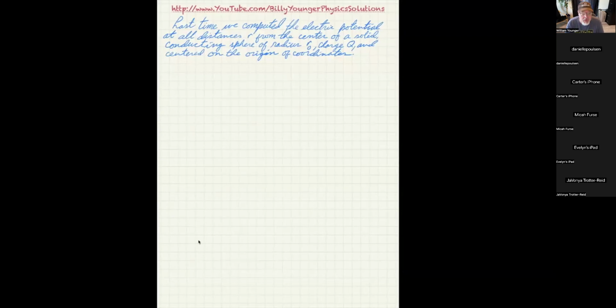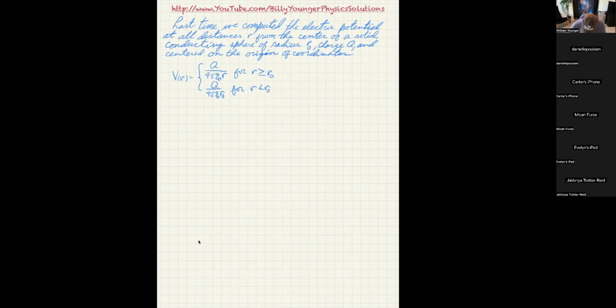What I had found, it says right here: last time we computed the electric potential at all distances r from the center of a solid conducting sphere of radius r0, charge q, centered on the origin of coordinates. What we actually found was V of r is a piecewise function. It was equal to q over 4 pi epsilon naught r for r greater than or equal to r0. In fact, it came down to just q over 4 pi epsilon naught r0 at the surface. And then it was q over 4 pi epsilon naught r0 for r less than r0.